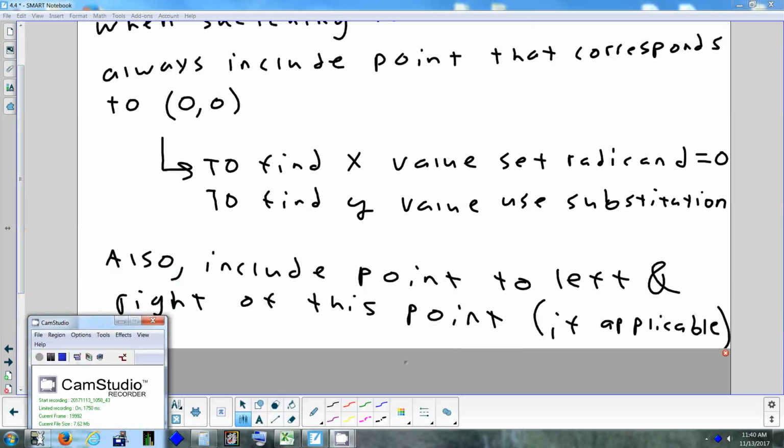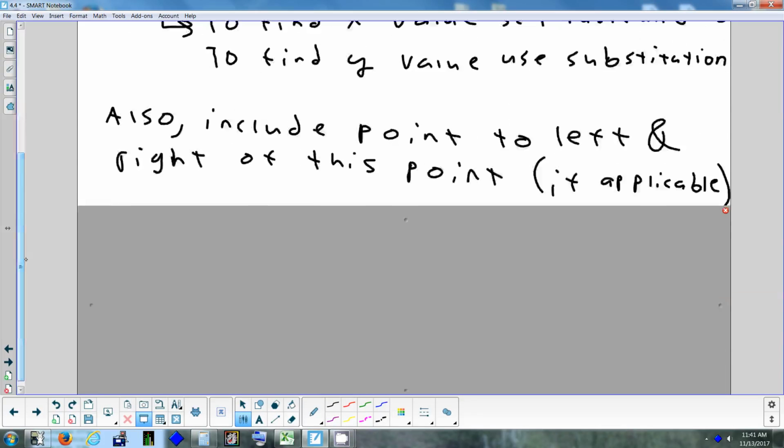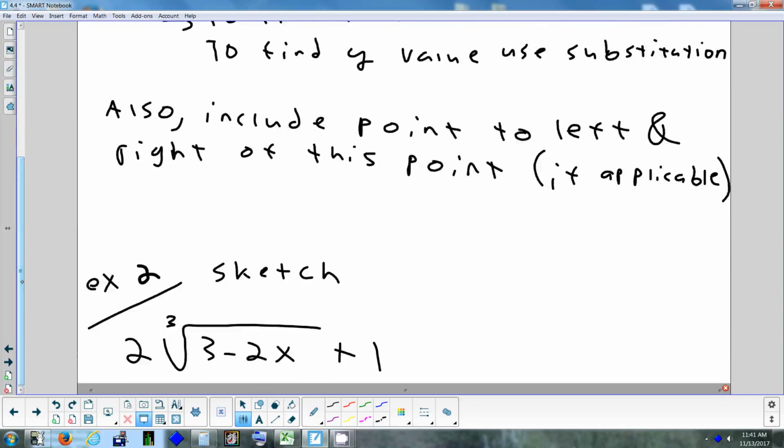Yeah, even roots don't go to the other side. So when you're graphing, sometimes you only need to check points on one side of your start point, because the other side could be imaginary. If it's an odd root, then you've got to check both sides. That's why I wrote if applicable. Okay, so that's basically it for graphing. So let's look at a sketch.